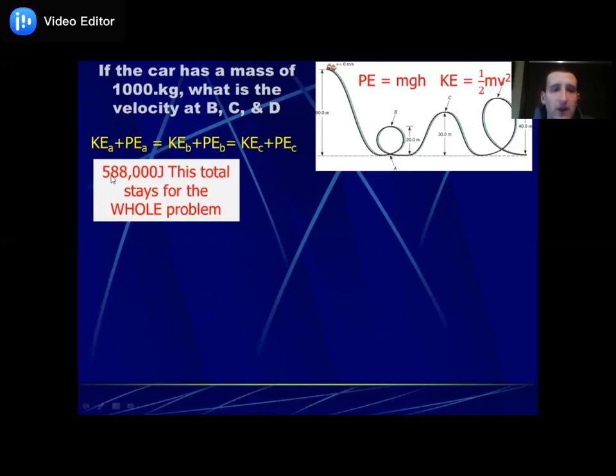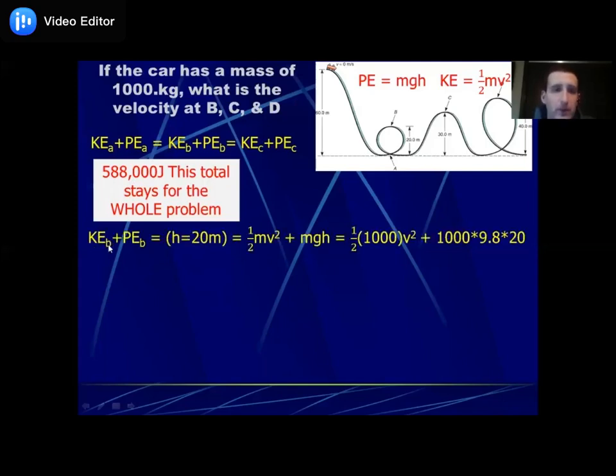So again, this 588,000 joules, this total stays the same for the whole problem. We're still in this problem, so we can still use that total. We don't have to recompute what's going on at the top because those numbers haven't changed. So now for point B, kinetic plus potential has to equal this total, okay? So now we have a height of 20 meters. So we're going to be up in the air here a little bit at point B. We're at the top of the loop. We're upside down, but energy doesn't care whether you're upside down or not. That's not part of its computation.